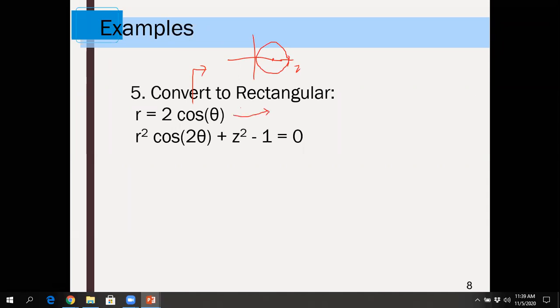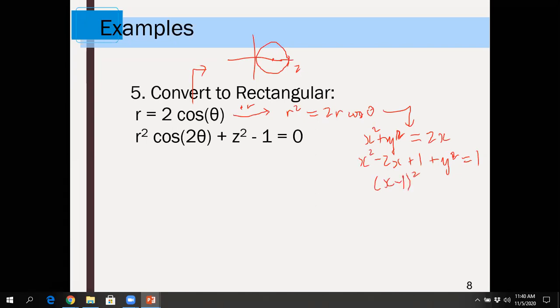The way that you could see that is by multiplying this by r, and you would get r squared equals 2r cosine theta. I multiply by r because I want to see r cosine theta, not just cosine theta, yeah? So how does that convert? What's r squared equal to? Yeah, it's x squared plus y squared. And what's that equal to? 2x, yeah? And this is the equation of a circle, believe it or not. You would have to move 2x over: x squared minus 2x plus 1 plus y squared equals 1 if you complete the square. And you would see that this is the equation of a circle, x minus 1 squared plus y squared equals 1, yeah? But the first form right there is perfectly adequate. So that's what that one ends up being.